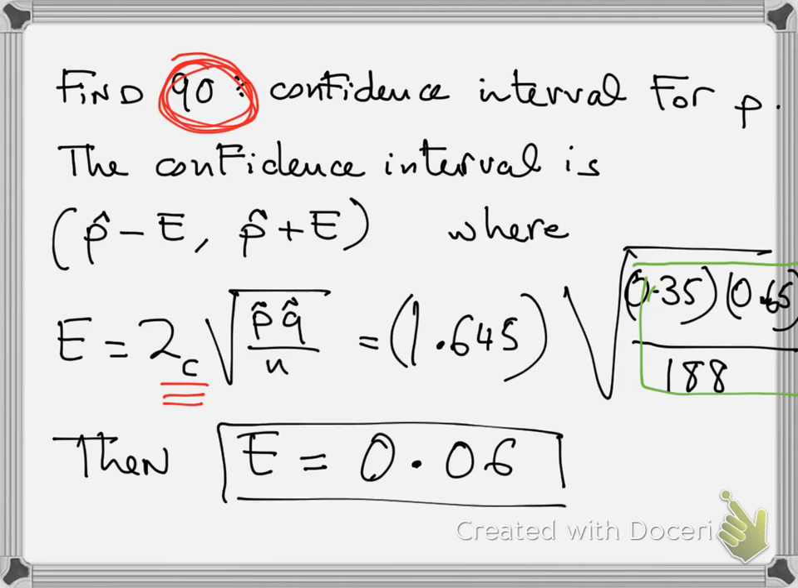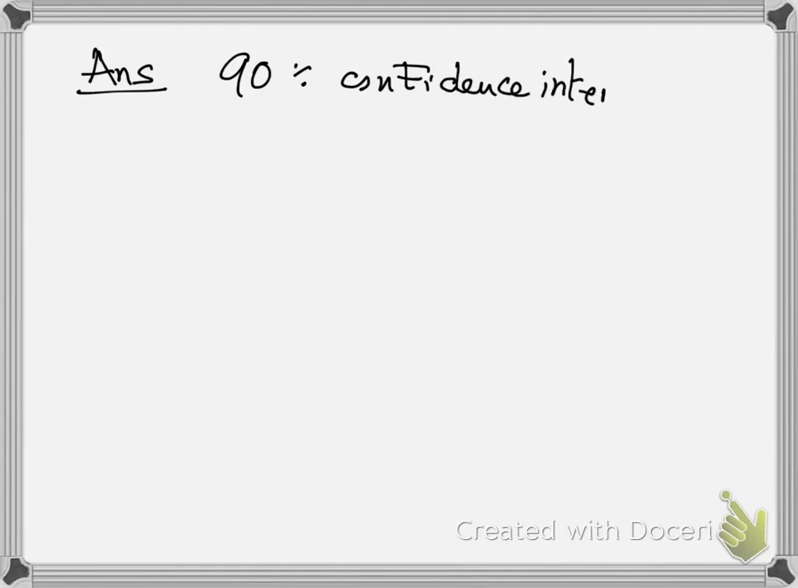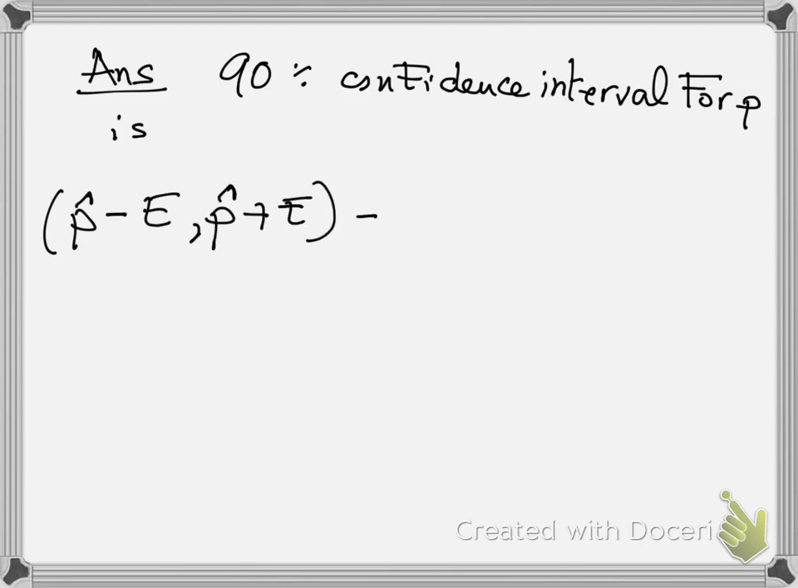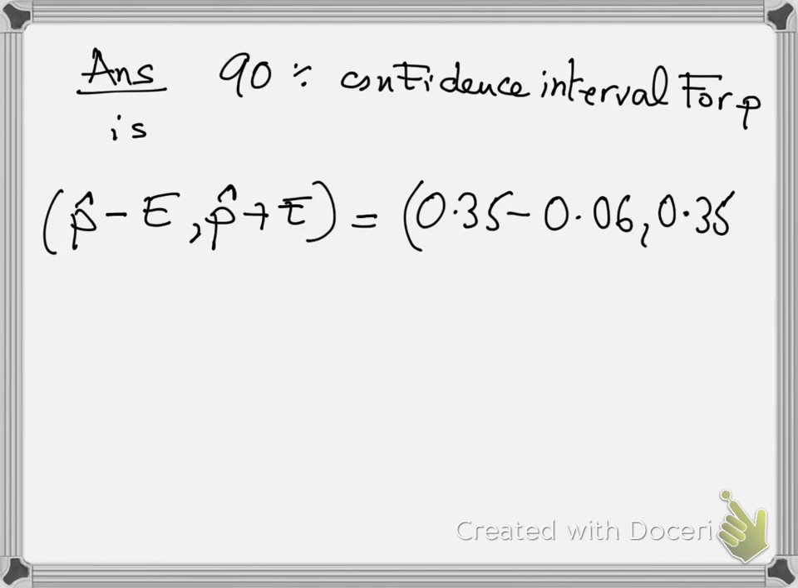Then we are almost done. The 90% confidence interval for P is p hat minus e, p hat plus e. So p hat is 0.35 minus the error 0.06, and 0.35 plus 0.06. That is equal to 0.29 to 0.41.